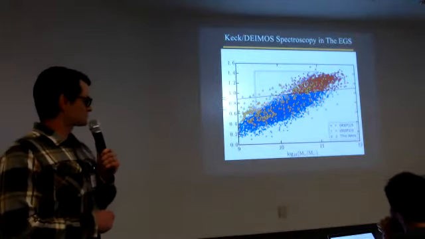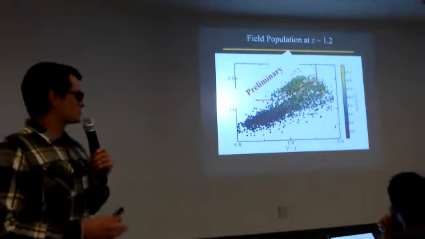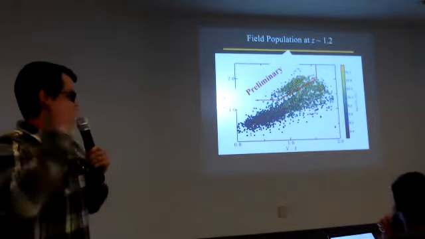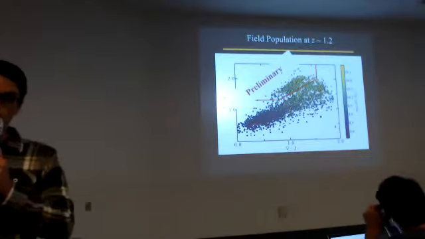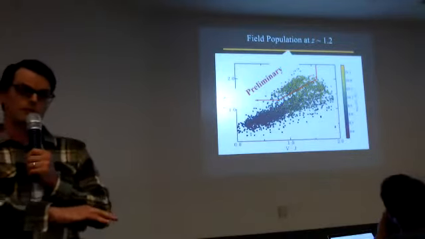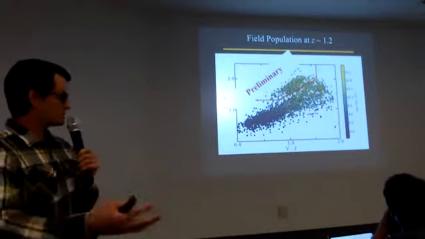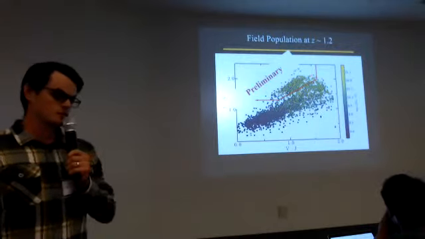And so we first want to look at what the field population is, because the field population at slightly higher redshift is going to be our progenitor population for the quenched satellites at roughly redshift 0.8, because they fall in and then it takes a certain amount of time for them to quench.